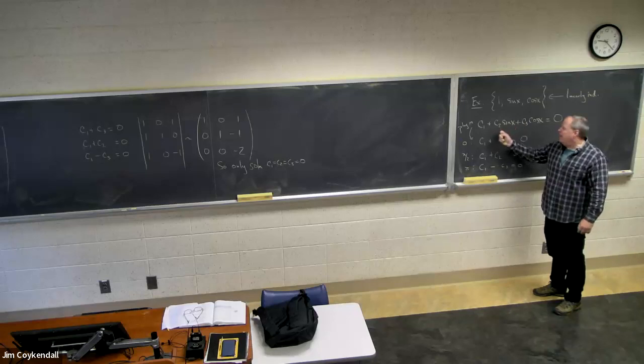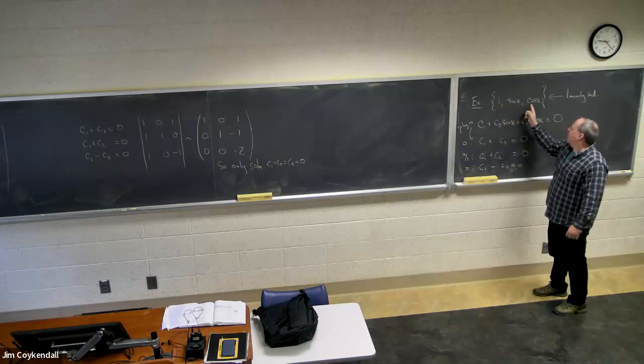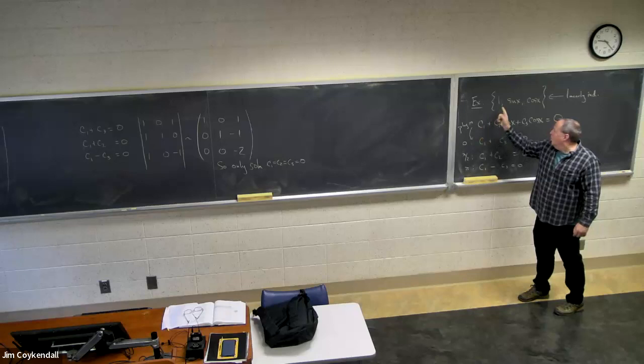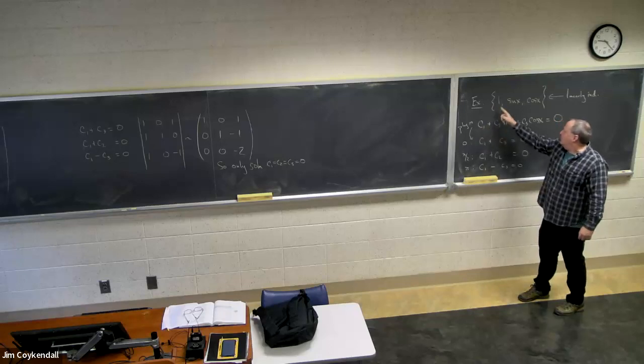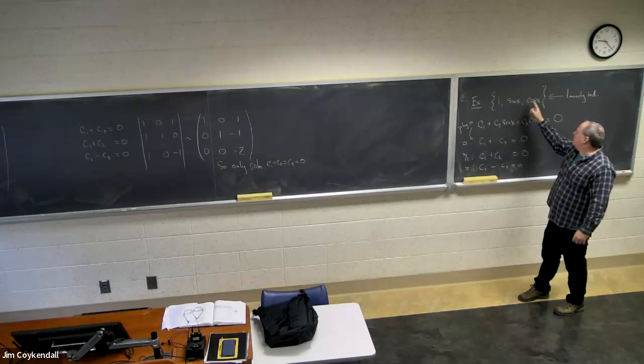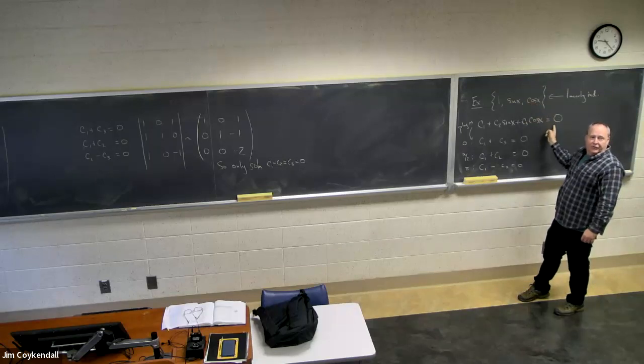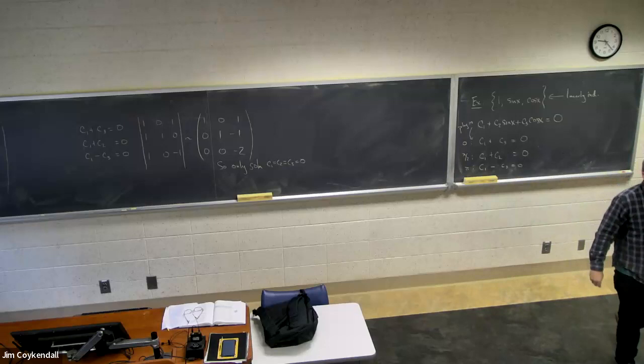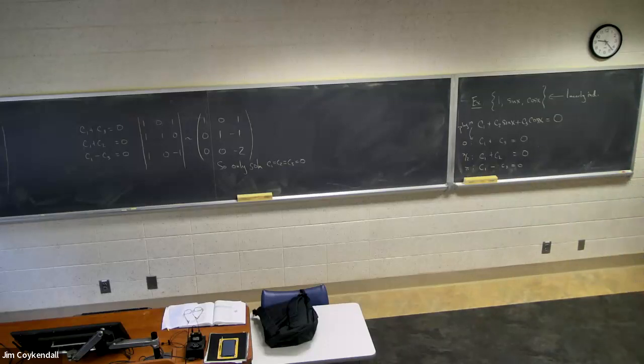But for linear independence, this has to work for every value of X, right? So when I ask if these are linearly independent, what I'm asking is, look at this equation, C1 times this, C2 times this, C3 times this. Is this zero, not just for some X, but for every possible value of X? And that's the difference.